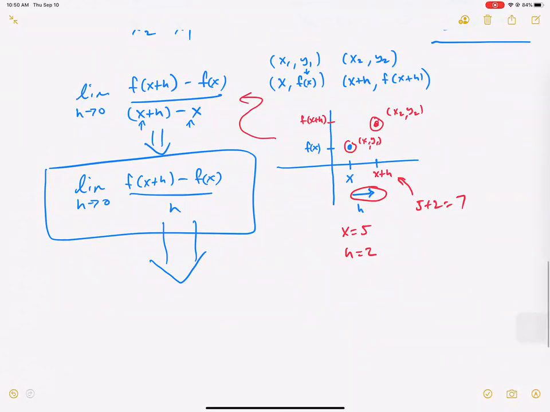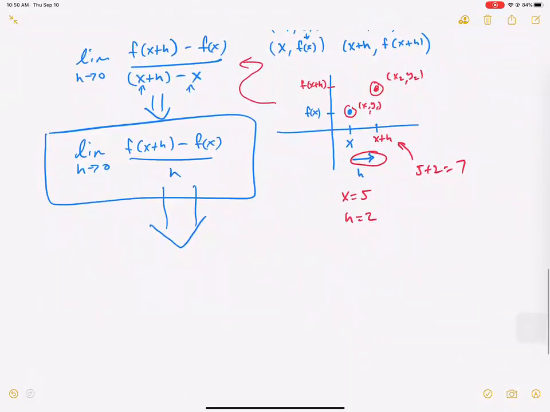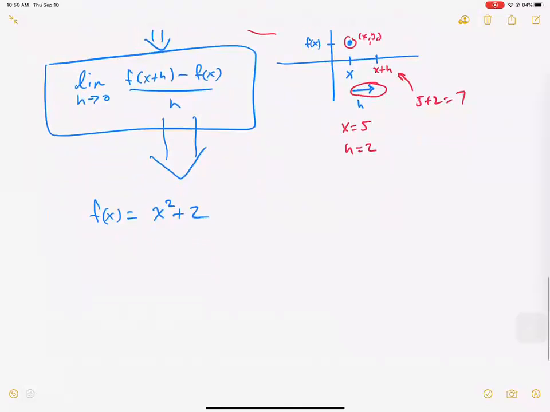Okay, so let's give ourselves an example, and you can see how this was worked out. Let's say f of x is equal to x squared plus 2. And I ask you, what is the slope between 0, 0 and 2, 6?